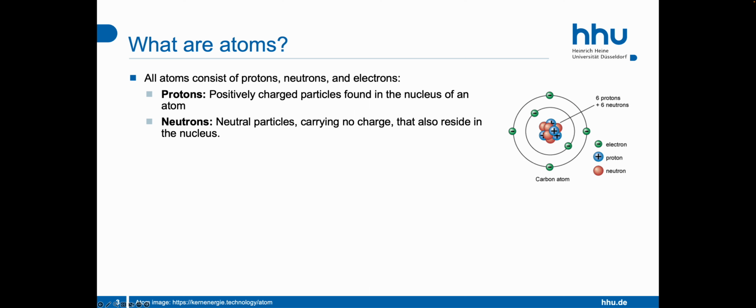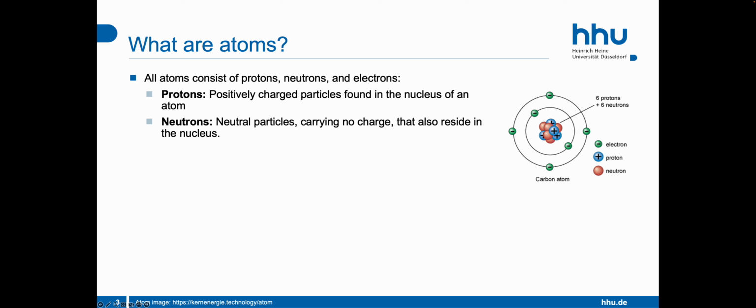Then we have neutrons, which are neutral particles, which means they do not carry any charge. Neutrons add mass to the atom and can vary in number among atoms of the same element, creating different so-called isotopes. This variation does not affect the chemical properties of the element, which are primarily determined by the number of protons and electrons involved. However, for most elements, the number of neutrons is typically the same as or slightly more than the number of protons.